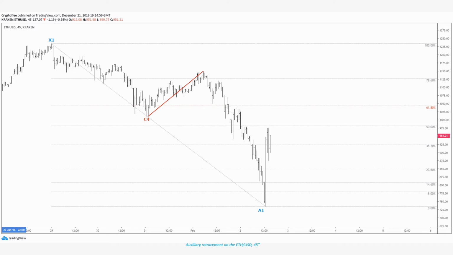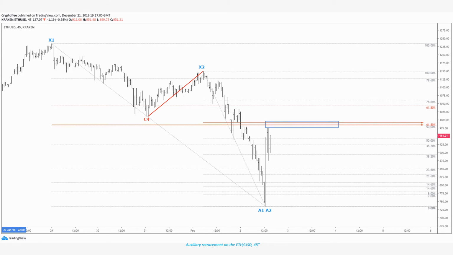The longest one is obviously C4. Therefore, this correction was used to construct the auxiliary retracement. Following construction of this tool, two key clusters were identified. This area consists of the 50% and 61.8 levels.